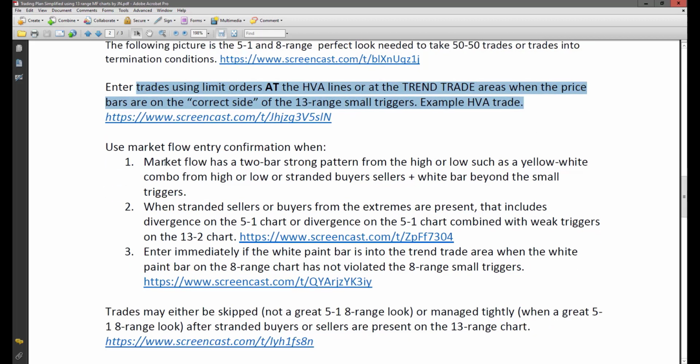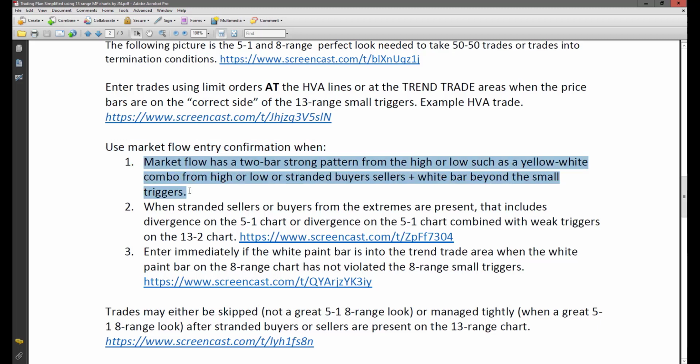Now, a couple of times you might need market flow confirmation, or you'll probably not get a signal. But if the market flow has two really strong down bars, such as yellow-white combo from the high, or stranded buyers and sellers plus a white bar, or two antenna bars in a row, whenever there's a strong market flow against you, you might say, let me just wait for a little bit of confirmation. And you'll get used to watching the market flow when that's going to happen.